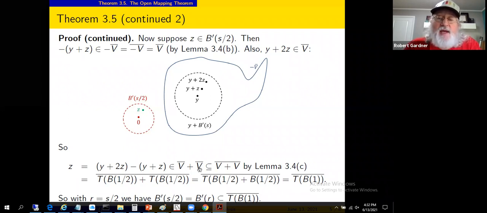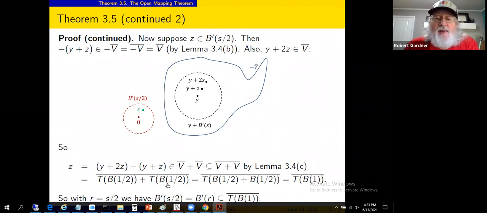When you add the closures of two sets together, you get a subset of the closure of the sum. Lemma 3.4 part C said that. V, remember, V by definition was B of a half, previous slide. No, excuse me, it was T of B of a half. So let's substitute that in. V equals T of B of a half. That's what the V parameter was introduced to represent. So substituting, we get T of B of a half plus T of B of a half, closure of.